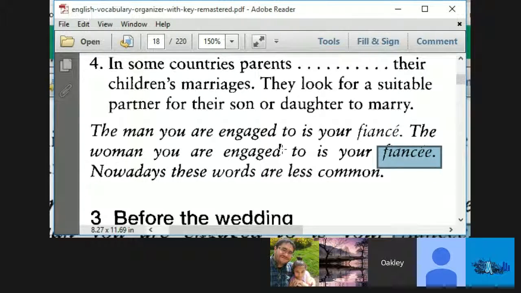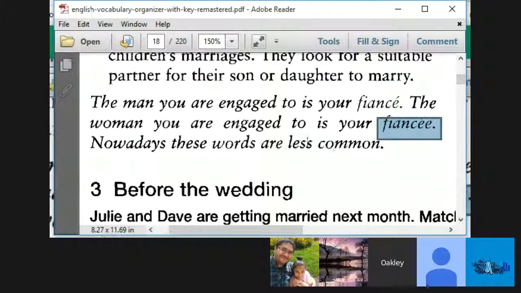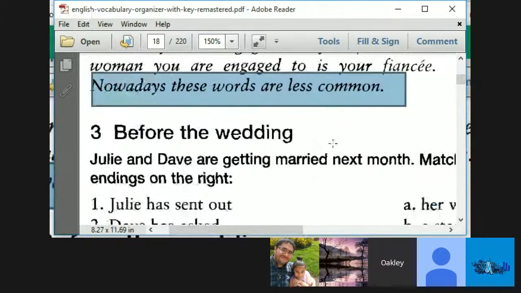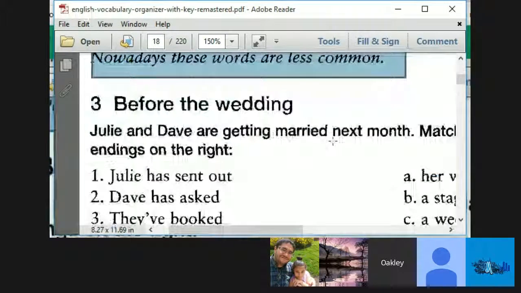Nowadays, these words are less common. Well, I don't know. I think that's very colloquial. That depends on where you are, in England, Australia, America, or Canada. I think in some places it's extremely common. So I slightly disagree with this last piece of information. Okay, all right. They've gotten engaged. He's popped the question.